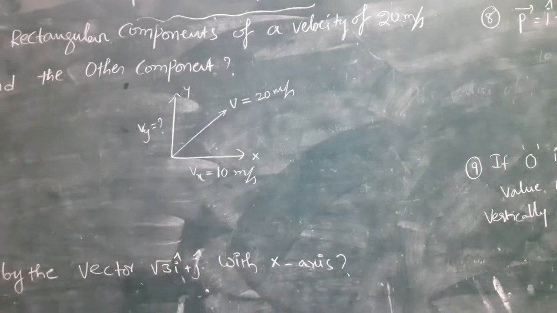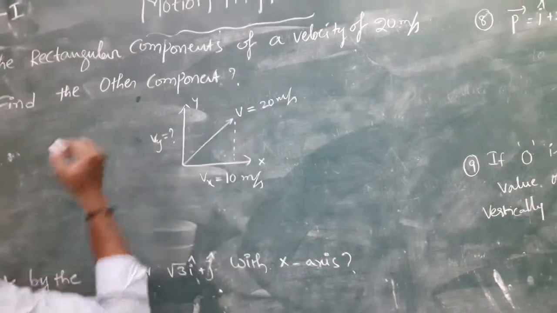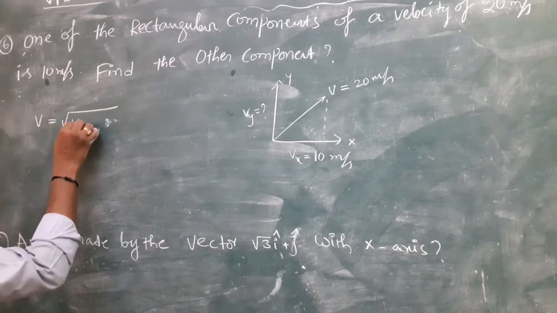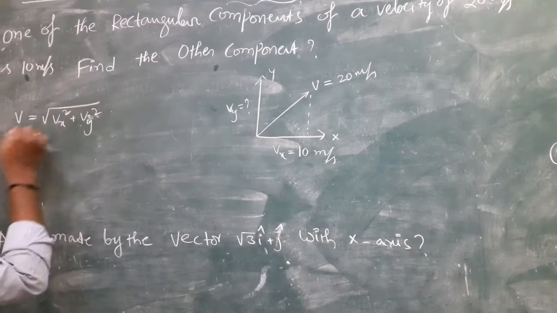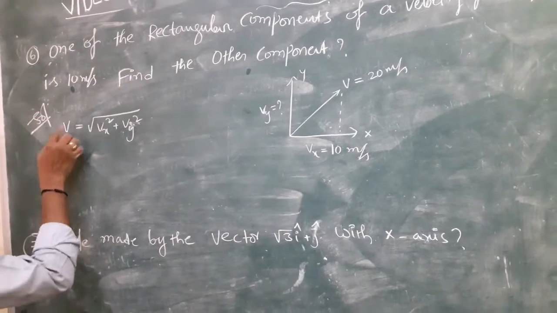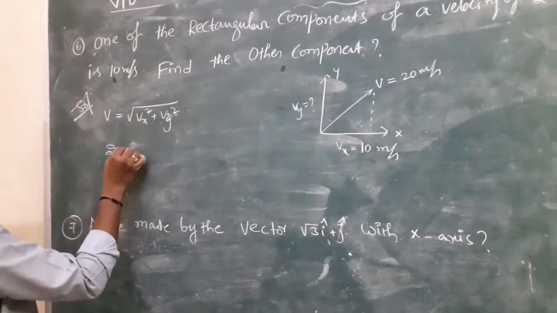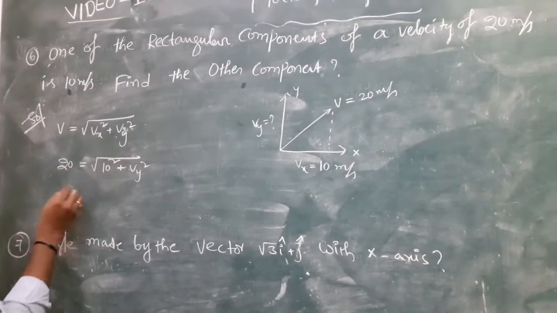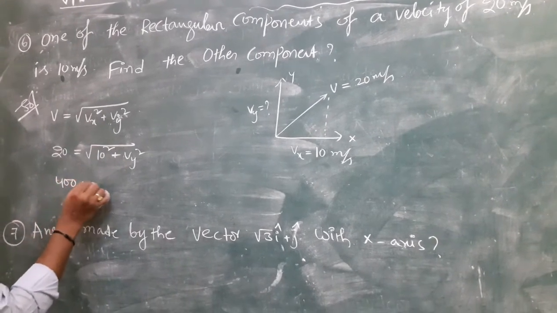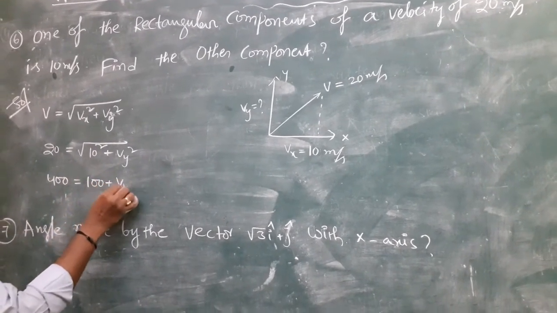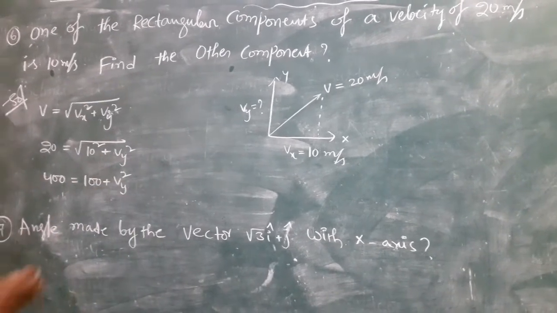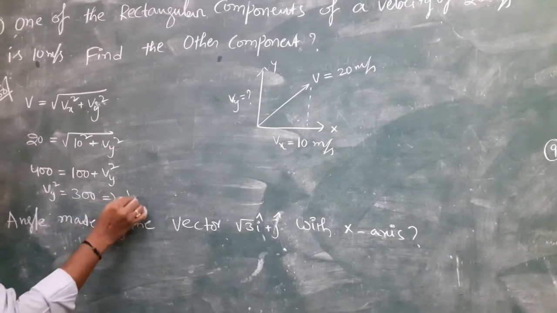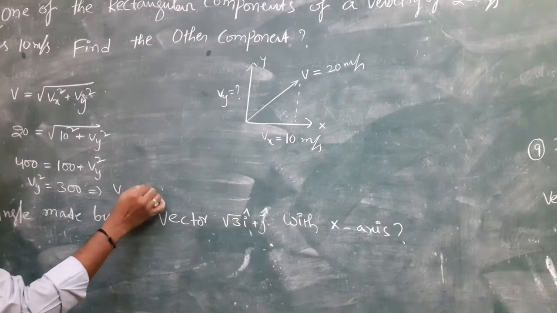This is the resultant. Here the resultant velocity is equal to the square root of vx square plus vy square. So v is equal to 20, that is equal to the square root of 10 square plus vy square. Squaring on both sides, 400 is equal to 100 plus vy square. So vy square is equal to 300, then vy is equal to 10 root 3.